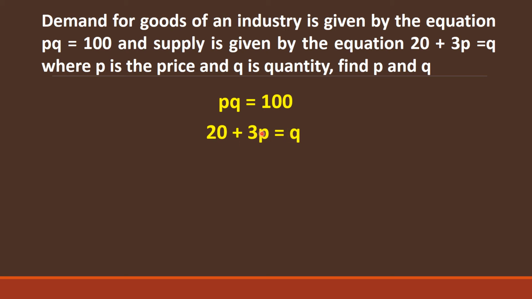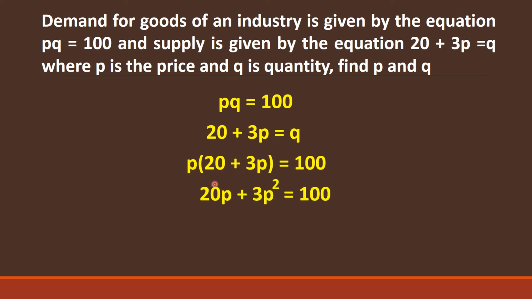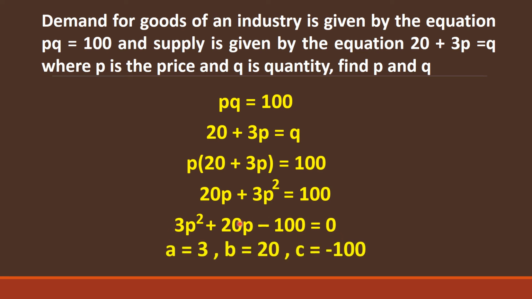Thus, we can substitute this value of Q. We get P into 20 plus 3P is equal to 100. On multiplying the bracketed figures with P, we get 20P plus 3P square is equal to 100. 100 can be taken to the left hand side. It becomes 3P square plus 20P minus 100 is equal to 0. Thus, we get it in the quadratic equation form, with a equal to 3, b is 20 and c is minus 100.